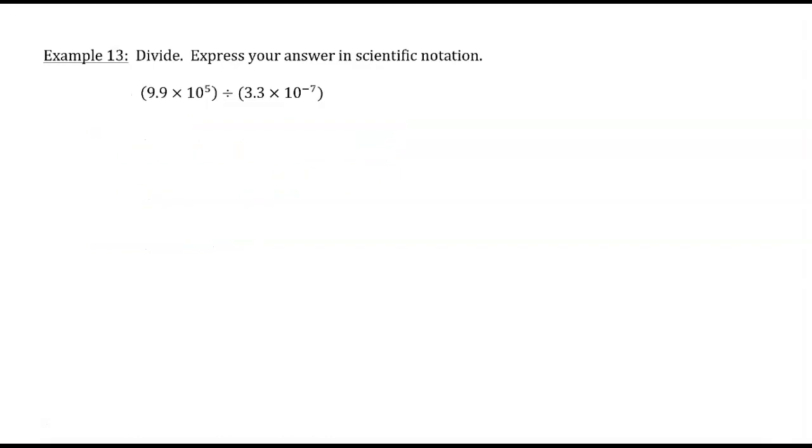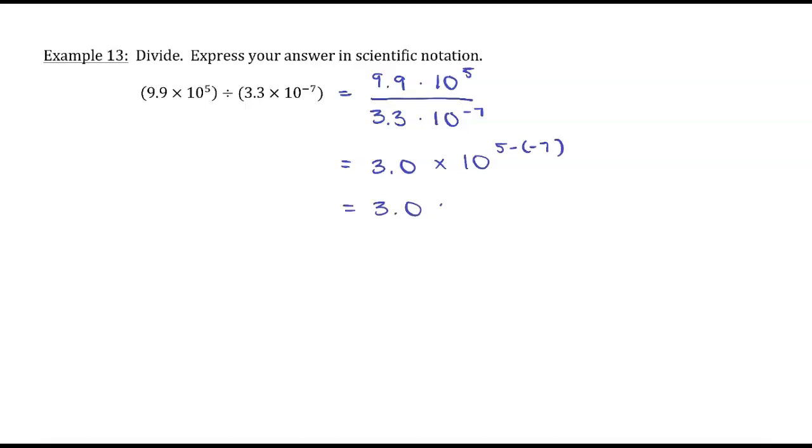In example 13, instead of multiplying two numbers given in scientific notation, we're going to divide. Think of this as 9.9 times 10 to the 5th divided by 3.3 times 10 to the negative 7. Hopefully that helps you see how we can simplify this. We can divide 9.9 by 3.3 and get 3.0. We can also divide 10 to the 5th over 10 to the negative 7th as 10 to the 5 minus negative 7. Simplifying, we have 3.0 times 10 to the positive 12th.